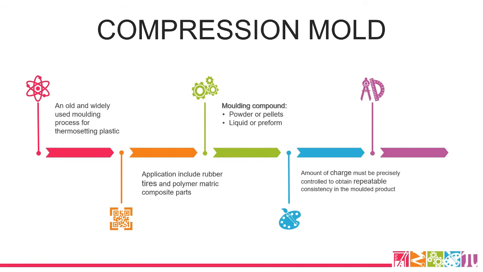Compression molding is an old and widely used molding process for thermosetting plastics. Molding compounds include powder or pellets, liquid or preformed. Applications include rubber tires and polymer matrix composite parts. The amount of charge must be precisely controlled to obtain repeatable consistency in the molded product.